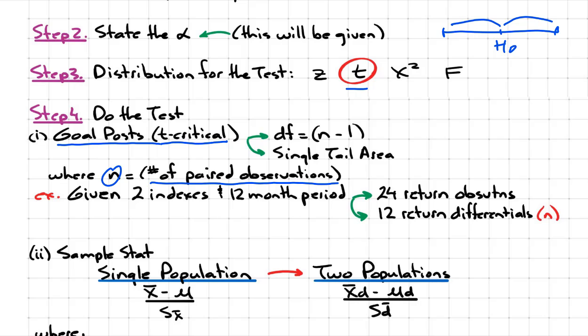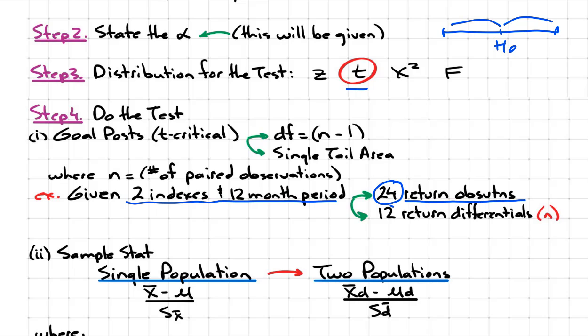So for example, if you're looking at the two indexes over a 12-month period, that would be a total of 24 return observations, but only 12 return differentials. Because what you're doing for each month of the 12 months is finding the average difference. So over a 12-month period, you're going to have 12 differences. You'll have 24 individual returns because you're looking at 2 different indexes, but you're finding the difference between these individual returns. So you'll only have 12 differences during that 12-month period.